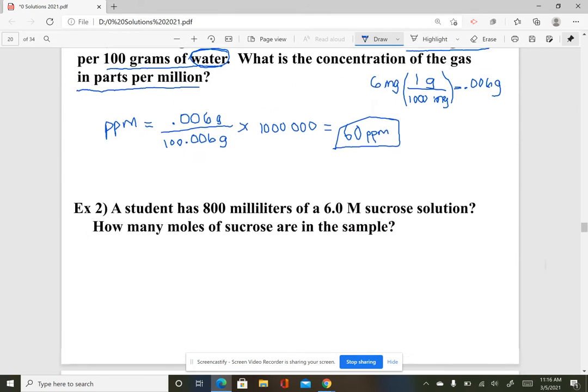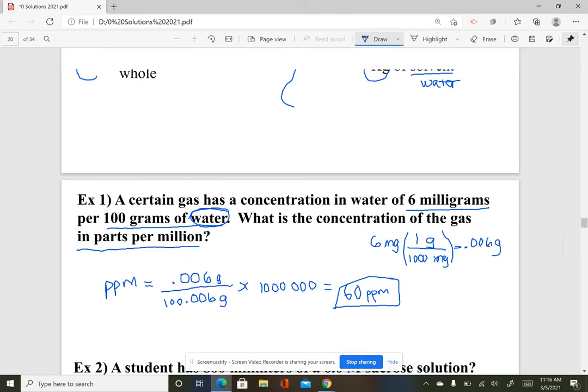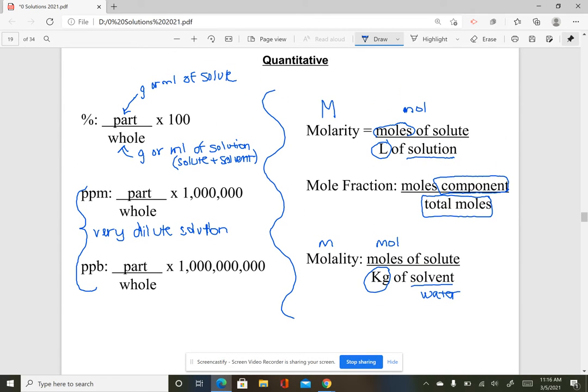All right, next one. A student has 800 milliliters of a 6 molar sucrose solution. So we have some sugar water. How many moles of sucrose are in the sample? So guys, I want to look back at my formulas. I have milliliters, I have molarity, and I'm asked to solve for moles. So which formula has most of those things in it? Right? It gives me molarity.